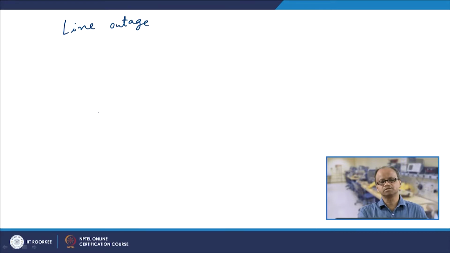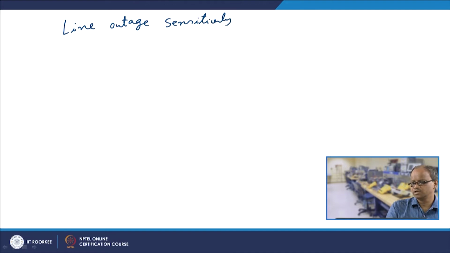So, what we do today is we first look at line outage. We said in the last class that there are two types of sensitivity factor. One is called generation outage sensitivity factor and another is called line outage sensitivity factor. So, today first let us look at line outage sensitivity factor. It is called LOSF.